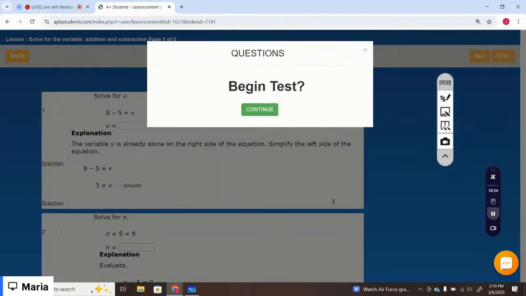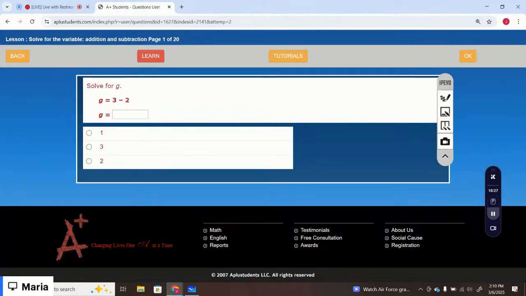Let's just start with the test questions. g equals 3 take away 2. g is already isolated, right? You just have to do 3 minus 2. So 3 minus 2 equals 1. Option number 1 is the correct option.